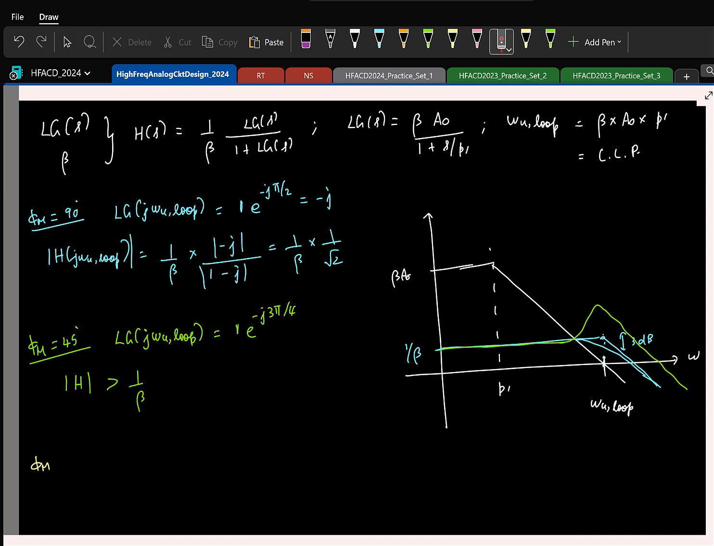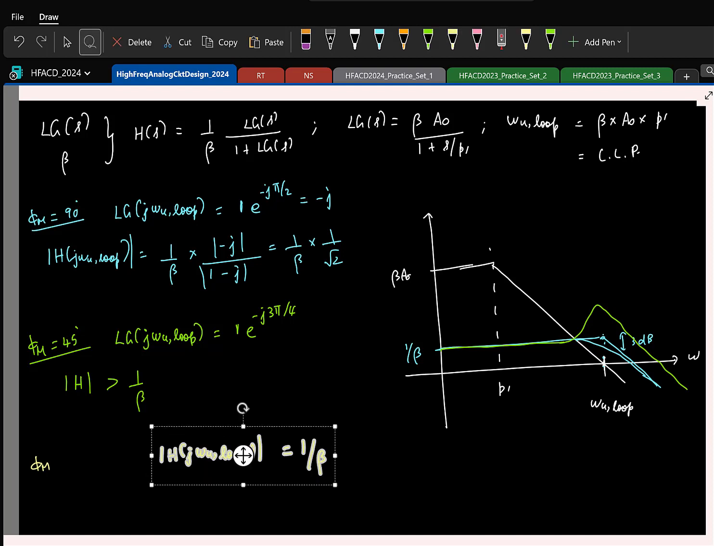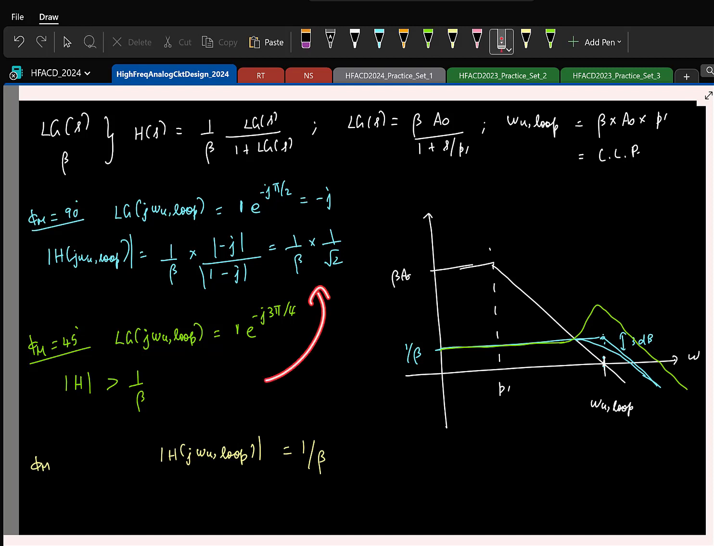So you can basically constrain your phase margin so that the closed loop transfer function evaluated at the unity loop gain frequency is 1 by beta. Again, I will give it as an exercise. It's again a simple calculation. Whatever we did, it's a reverse calculation. So you can work out that this corresponds to a phase margin of 60 degrees. And for this, the plot might look something like this.